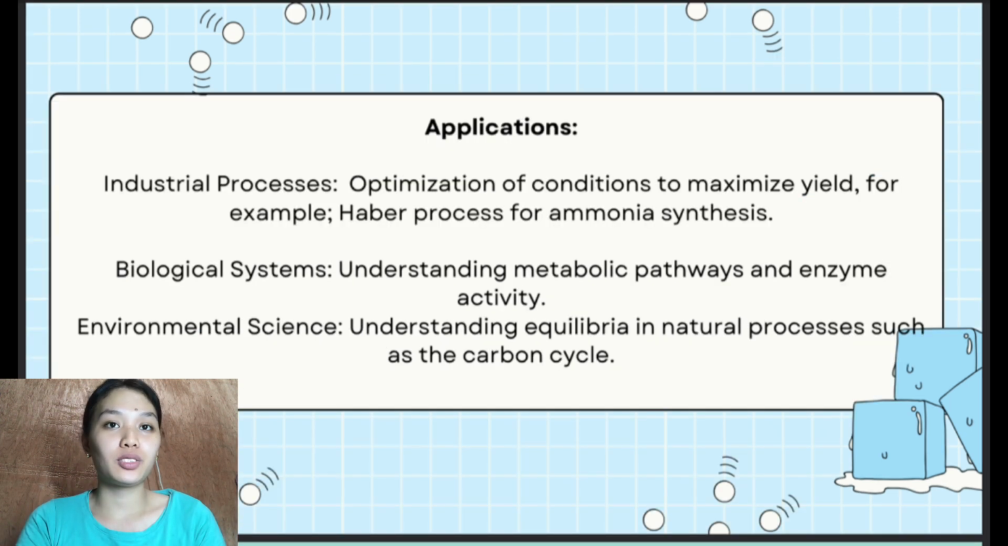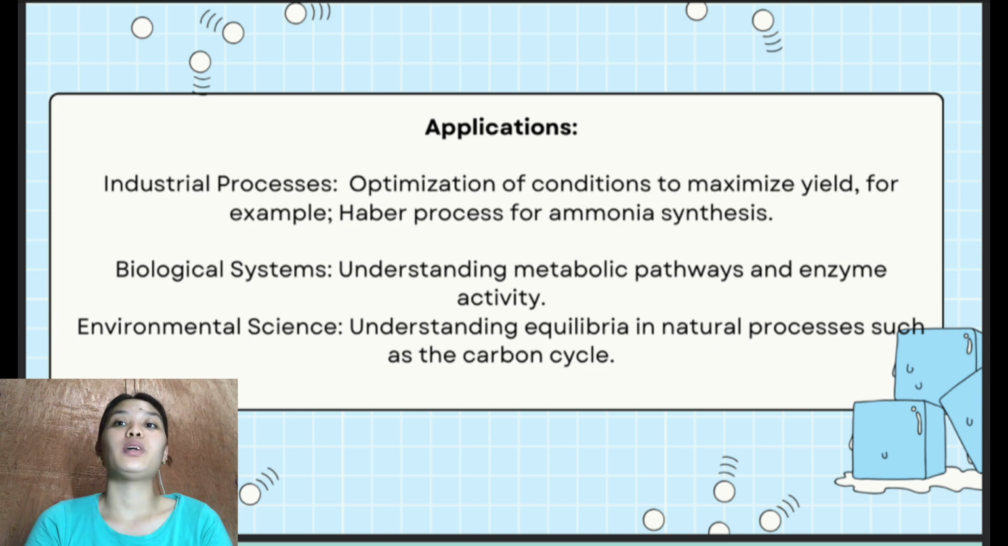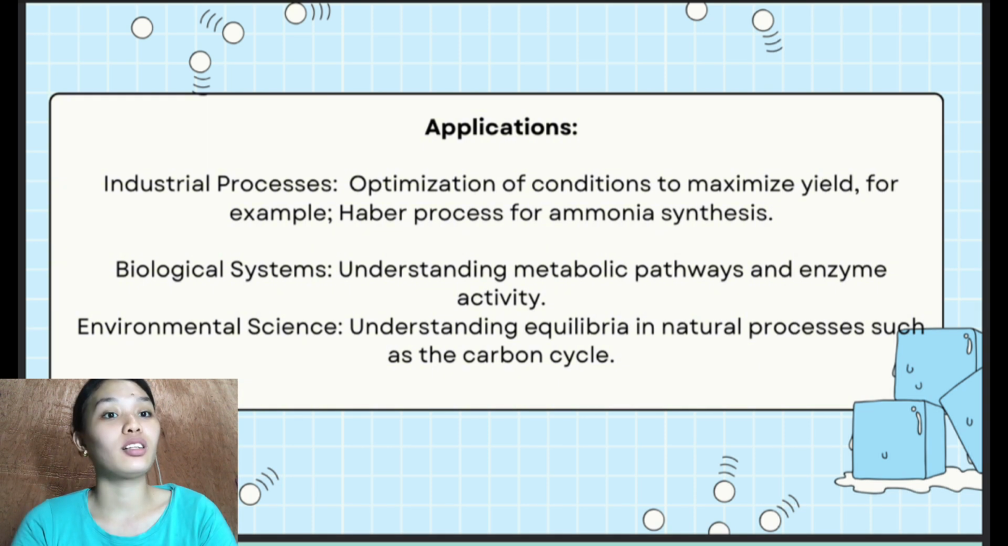So when it comes to industrial processes, the high pressure in here favors the formation of ammonia because there are fewer gas molecules on the product side compared to the reactant side. So increasing pressure shifts the equilibrium towards the production of ammonia.